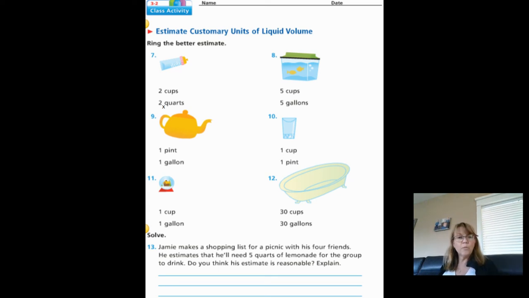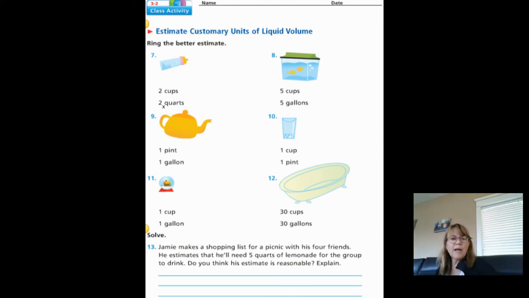Would a snow globe hold about a cup of water or a gallon of water? I think you know that answer. Would I need 30 of these to fill your bathtub, or maybe 30 of these? Yeah, unless you want to only soak your big toe, you may want to go big.